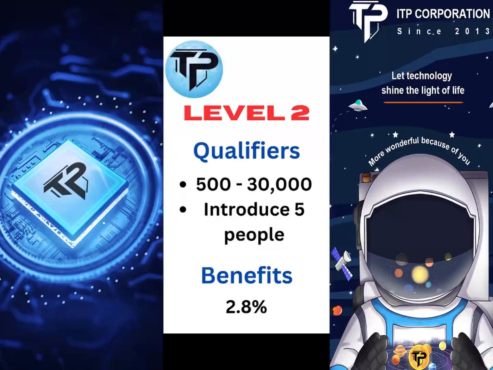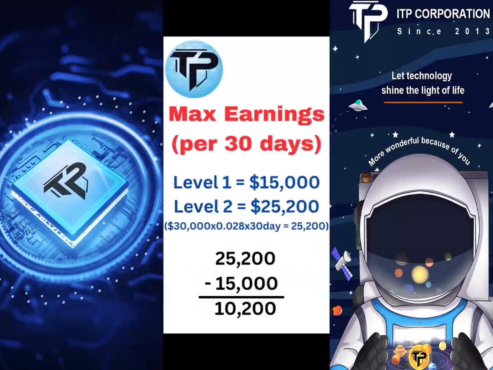When you look at the maximum earnings on the 2 different levels, on level 1 you can earn up to $15,000 a month. On level 2 you can earn $25,200 a month. That's a difference of $10,200 a month for getting 5 people.